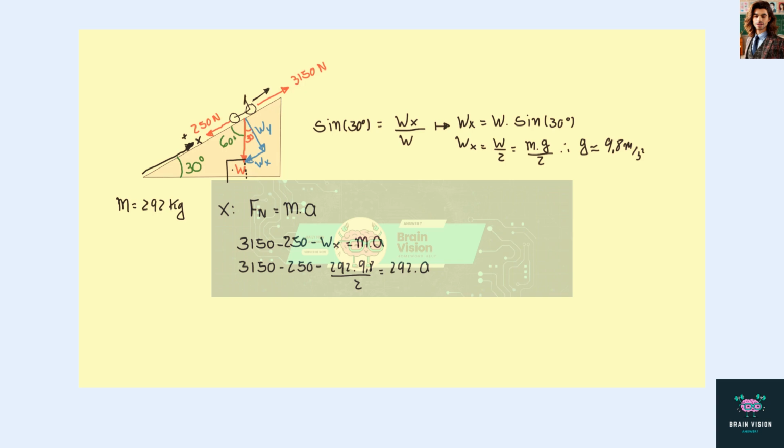Then we can solve this equation for the acceleration, as the acceleration is equal to this minus this times 9.8 divided by 2, which is 4.9, and this whole thing is divided by 292. This results in an acceleration of approximately 5.03 meters per second squared.